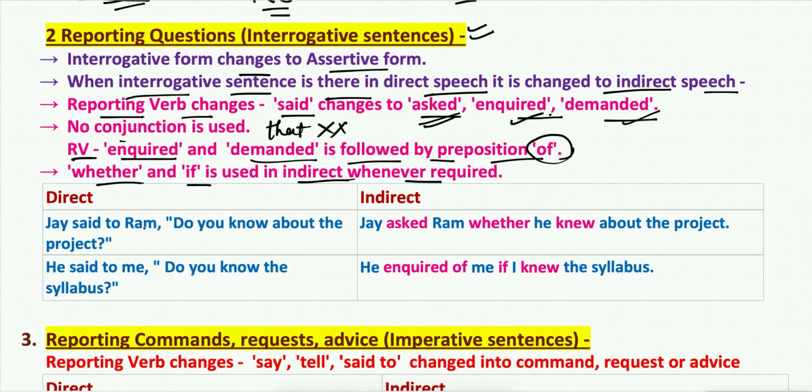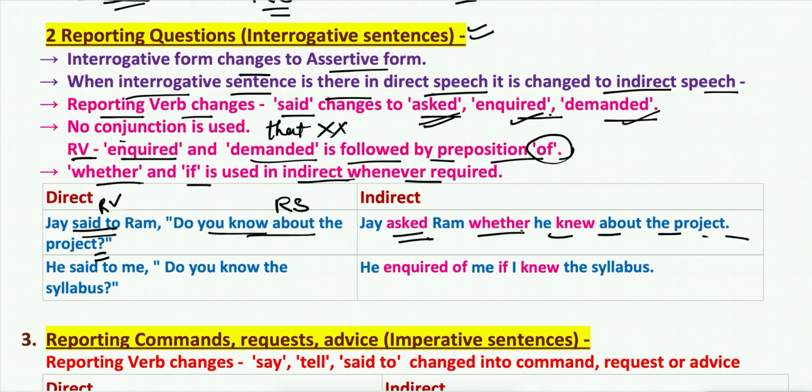Jay said to Ram, do you know about the project? So in this sentence, said to is the reporting verb, and the reported speech is an interrogative sentence. It has a question mark, so it is an interrogative sentence. So the reporting verb said to will change to asked. Do you know about the project? So how will we write? Jay asked Ram whether he knew about the project.